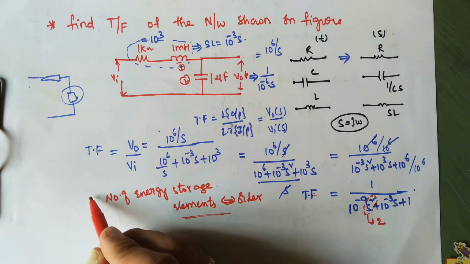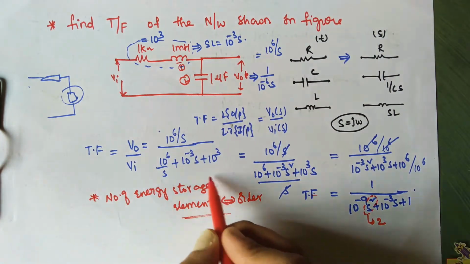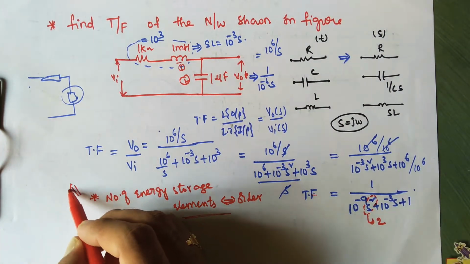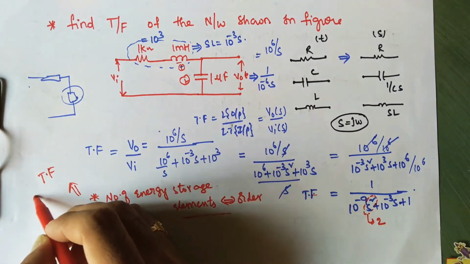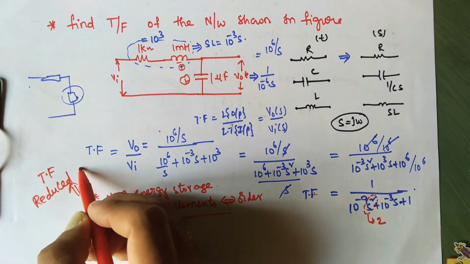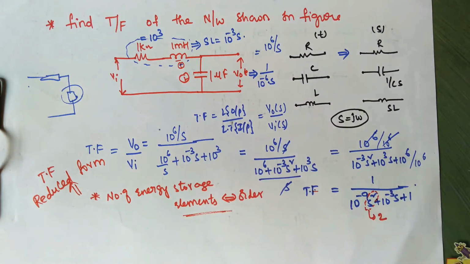One more note point: this can be stated only after the transfer function is in reduced form. The transfer function should be in reduced form only to apply this rule.